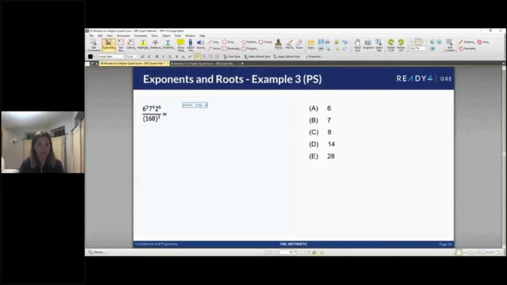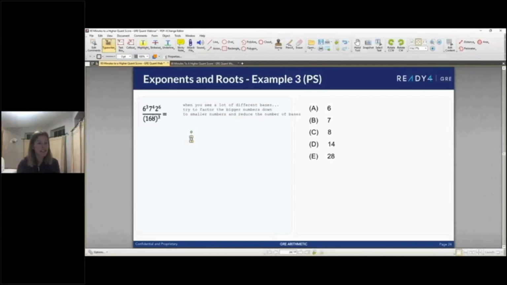When you see a lot of different bases, try to factor the bigger numbers down to smaller numbers and reduce the number of bases. Okay, so what do I mean by that?